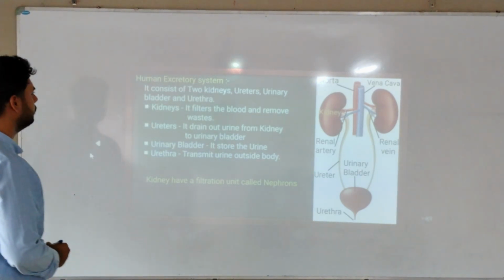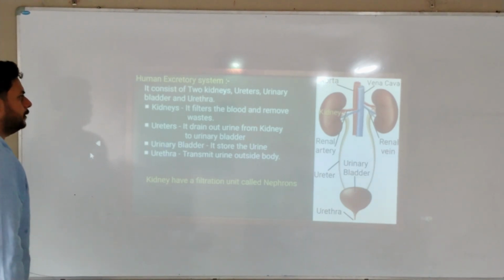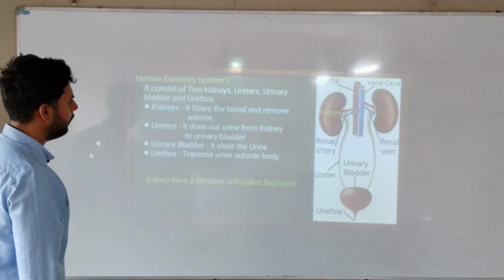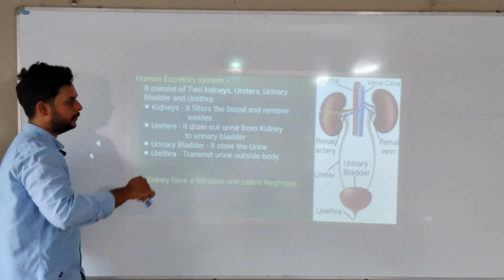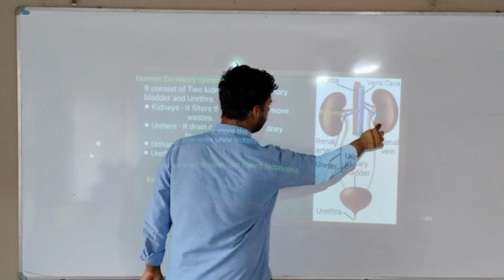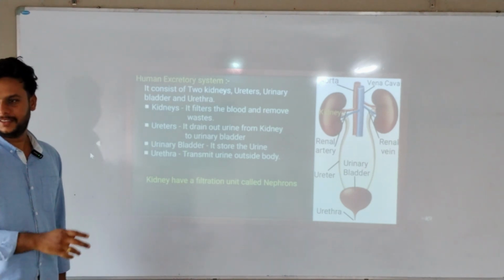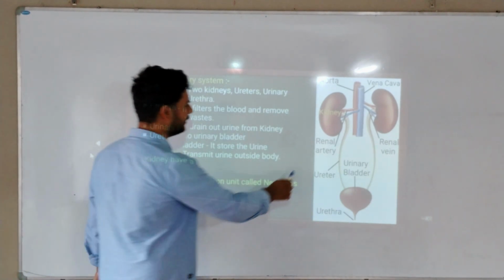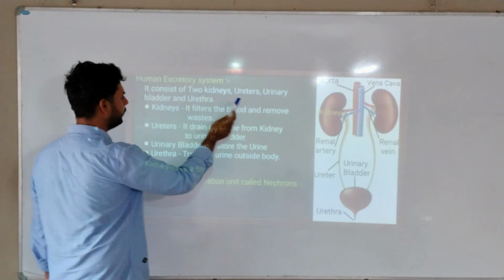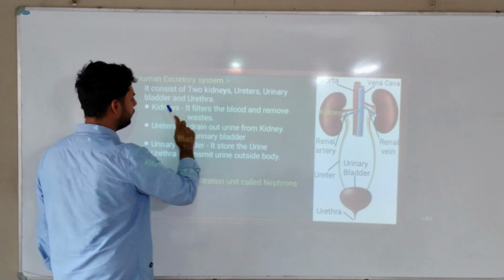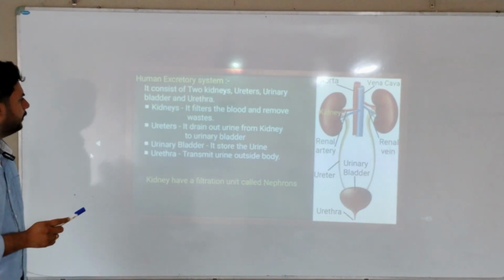Human excretory system. It consists of two kidneys, ureters, urinary bladder, and urethra. See here, it consists of two kidneys. Two kidneys means this is one kidney, this is one kidney. So it consists of two kidneys, ureters, urinary bladder, and urethra.